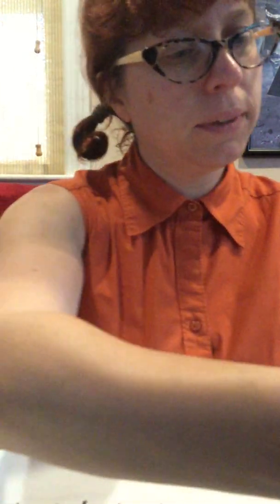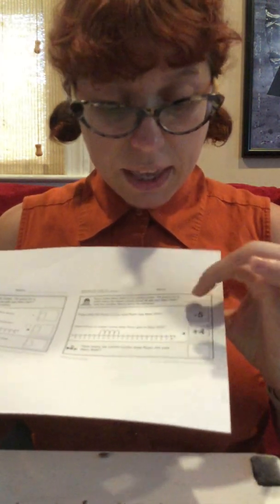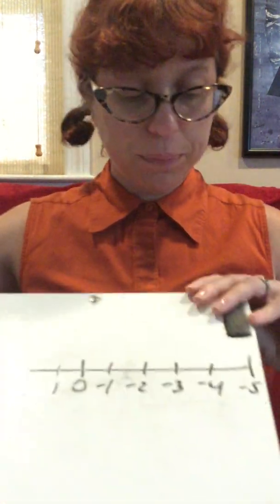Now what happens, if I can find it, when you get a positive and a negative? If I can find it. Aha, here's one. So, a negative and a positive. How many ice cream cones does Ryan owe Mary Beth? So, Ryan owes Mary Beth 5 ice cream cones. He gives her 4. So, he's already given 4. So, he owes 5. He's at -5.